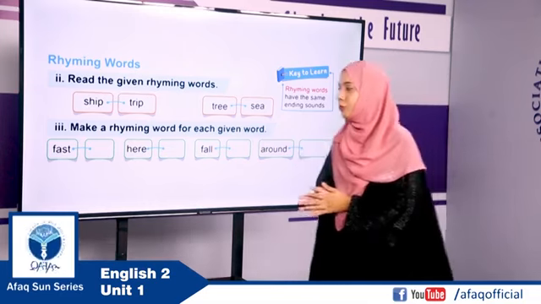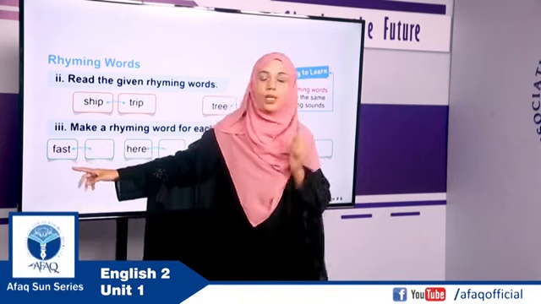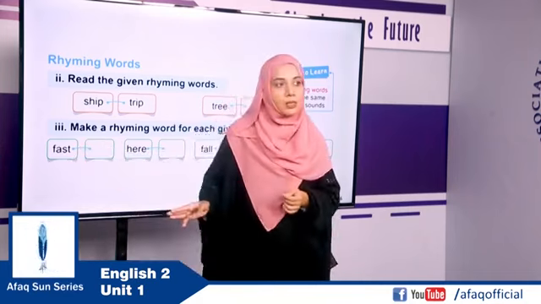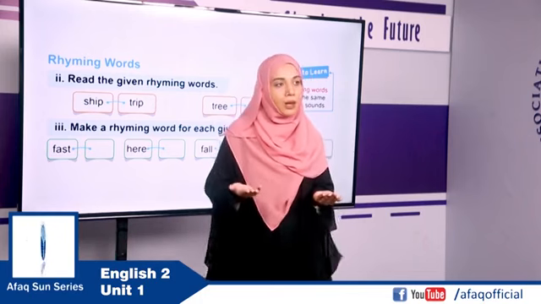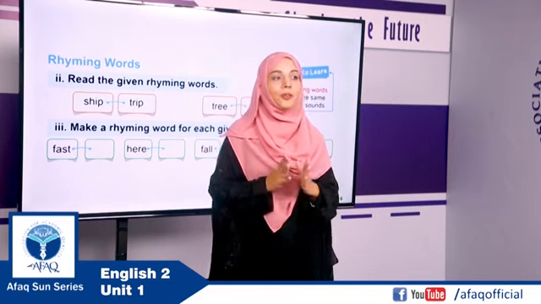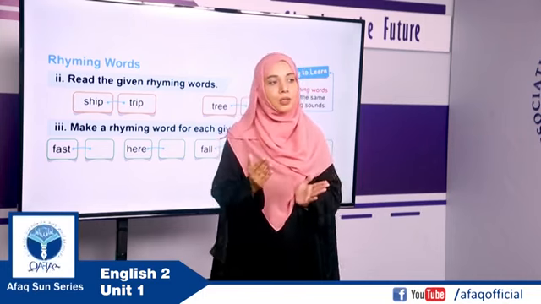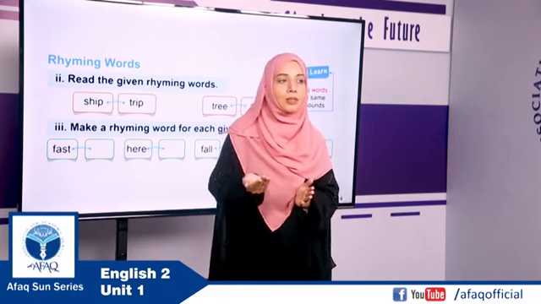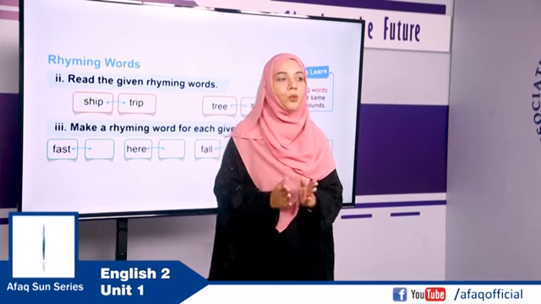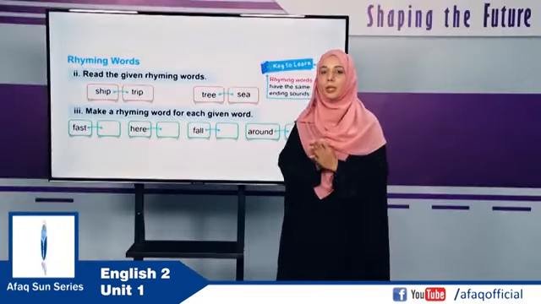Now you have to make a rhyming word for the words that are given in this activity. The first word is fast. Can you think of a word that rhymes with fast? Yes, last. Last is a word that rhymes with fast. Fast, last. Or we can also write fast, cast. Cast also rhymes with the word fast. Now complete this activity by writing rhyming words.